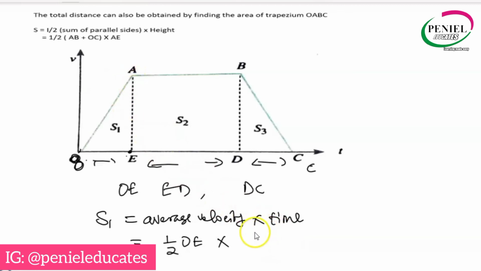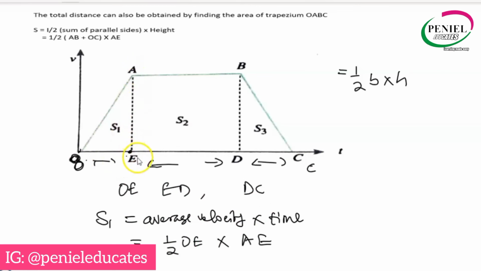which is AE. This AE is the interval. What we're doing is just like the area of triangle OAE. The area of a triangle is half base multiplied by height. Your base here is OE and your height is AE. So the distance here is half OE multiplied by AE.